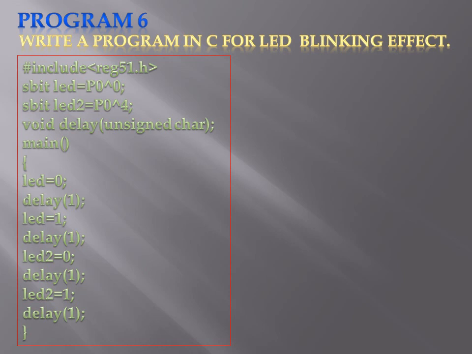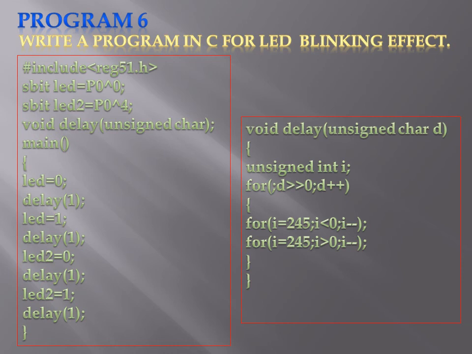Then we have the main program. LED equal to 0 means what was the P0 0 bit, that LED is equal to 0. Then we call the delay. What the delay is, that void delay unsigned char D.